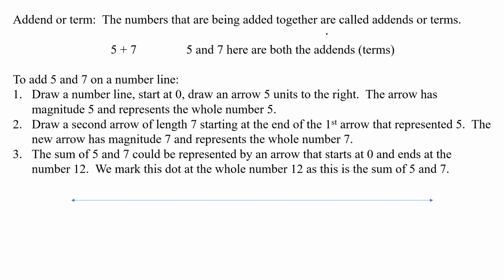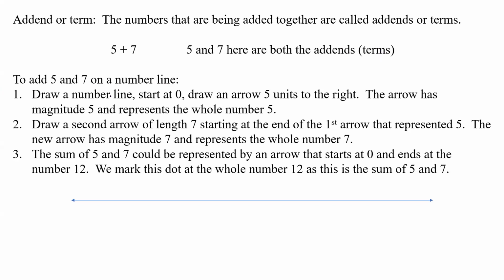And again, like I said, it could also be used the word terms. This depends on how you want to look at it. Some people like this one better, some people like this one. Both of them are valid. Now, we can add 5 and 7 on our hands, we can do it all different ways, but we're going to start out with adding 5 and 7 on a number line.